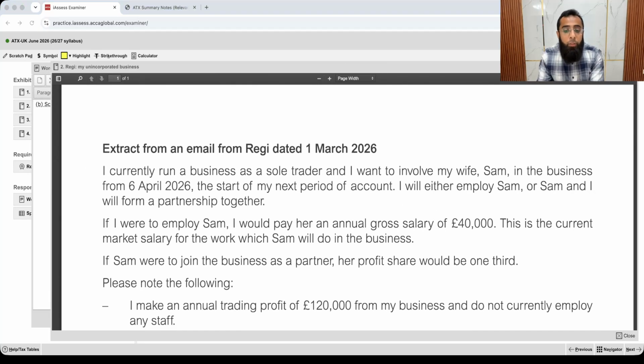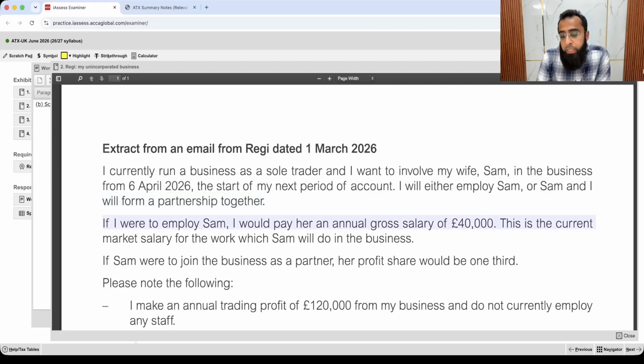Okay, now let's read this exhibit 2. Extract from an email from Regi dated 1st March 2026. I currently run a business as a sole trader and I want to involve my wife Sam in the business from 6th April 2026, the start of my next period of account. I will either employ Sam or Sam and I will form a partnership together. So basically, we are evaluating whether we should hire an employee or make that person a partner of the business.